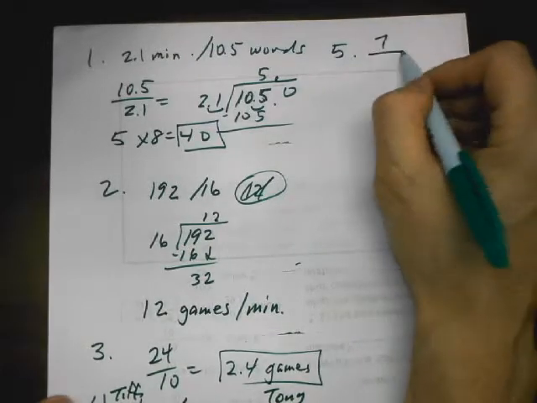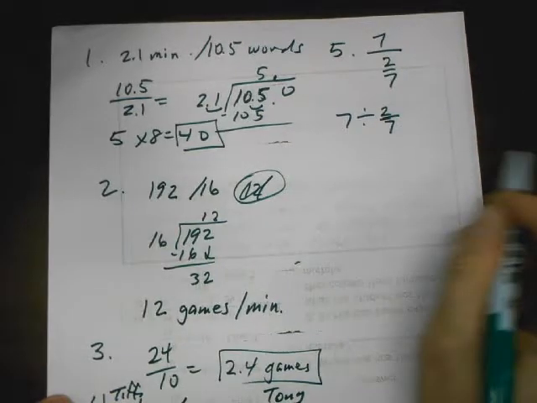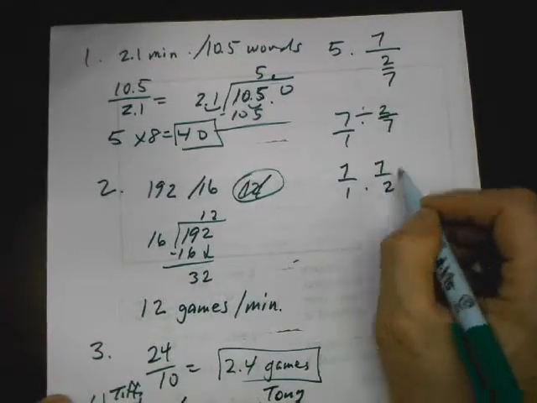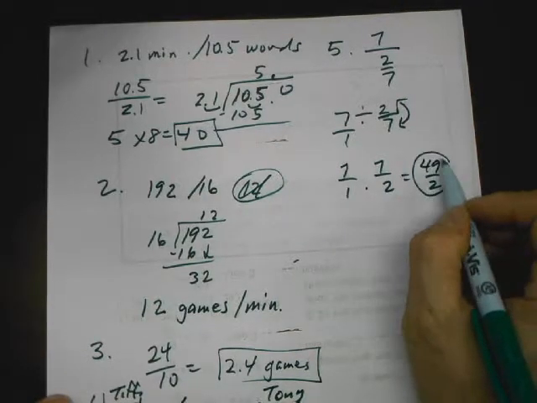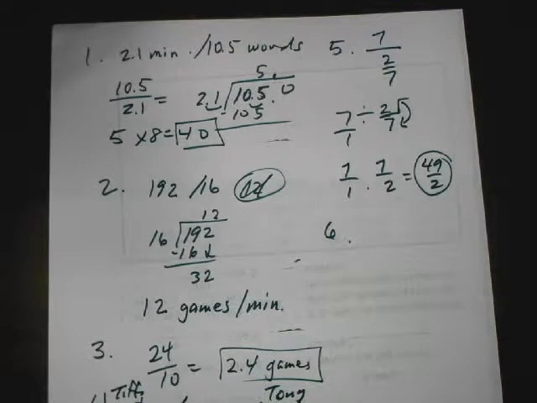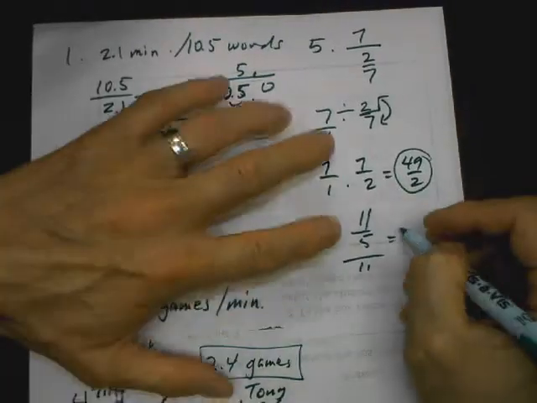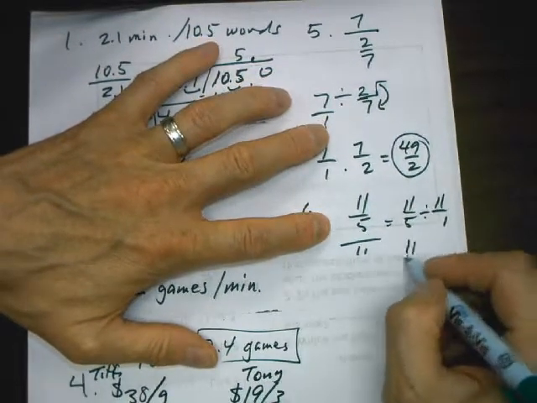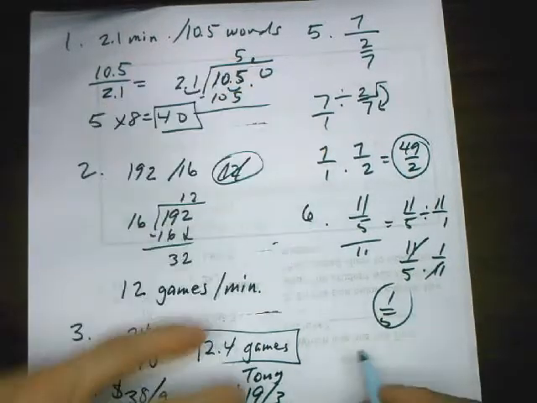Number 5 says simplify 7 over 2/7, which is 7 divided by 2/7. Let's make 7 into a fraction, which is 7 times the reciprocal. Flip the second one upside down. Never flip the first. Cross cancel if you can, otherwise your answer is already reduced. Number 6, we have 11/5 divided by 11, which means 11/5 divided by 11 over 1, make it a fraction, right? Now I can divide fractions by multiplying by reciprocal, cross out my 1's, and my answer is 1/5.